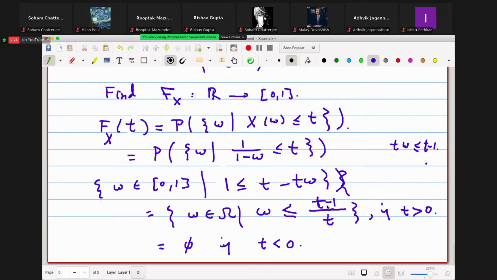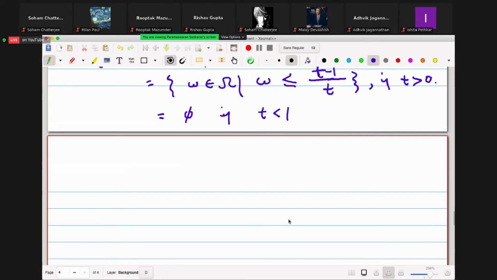So we may as well assume that t is positive. The moment t is positive, the denominator is positive. If t is less than 1, then this is negative, and therefore this is the empty set. Okay, so let me go to the next page.